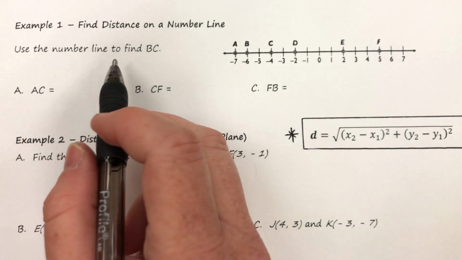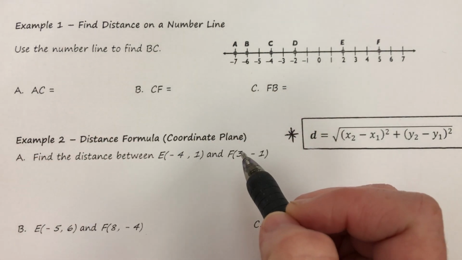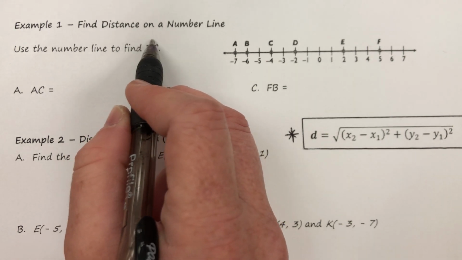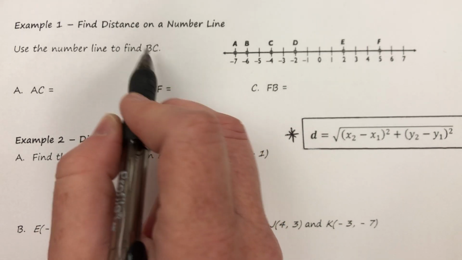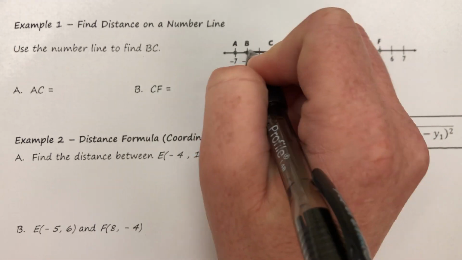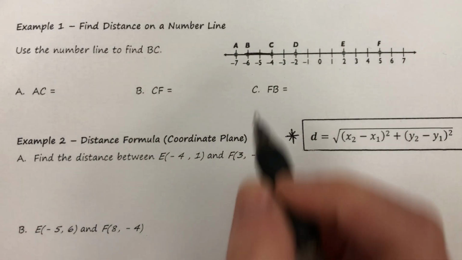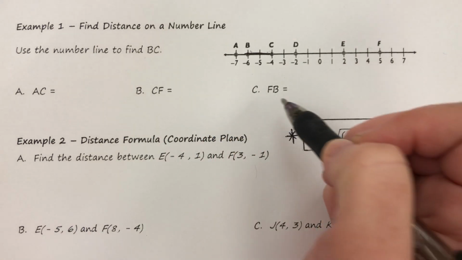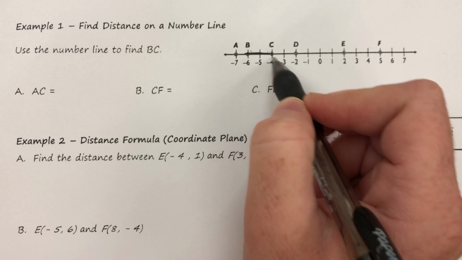All right, use the number line to find the length of BC. Remember, when there's no line over top of it, we're looking for the actual size or the length of that line segment. So from B to C, how do I figure out the length? Well, the easiest thing is just to count. 1, 2. It's 2 units to get from B to C. But how do I do it using these numbers?